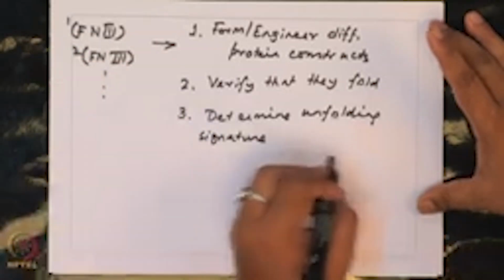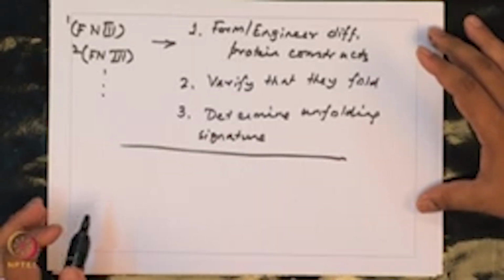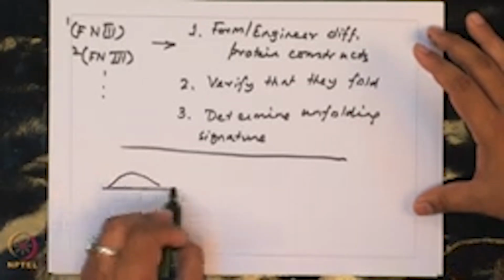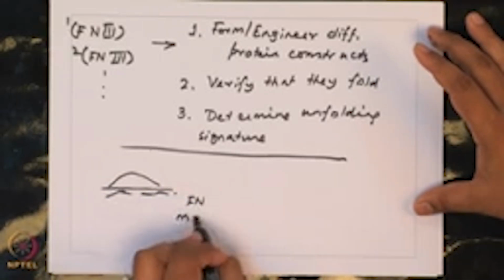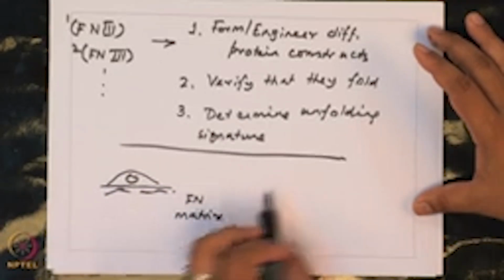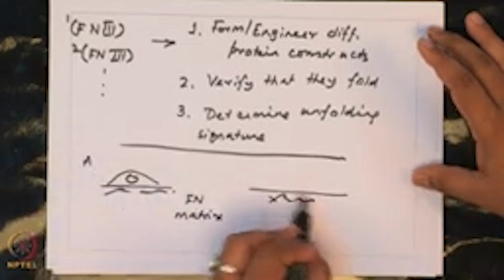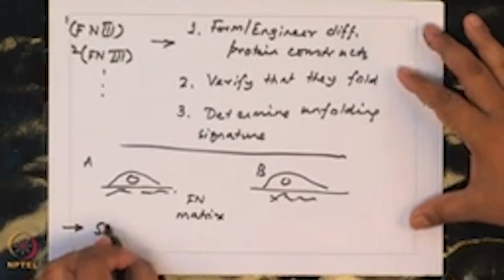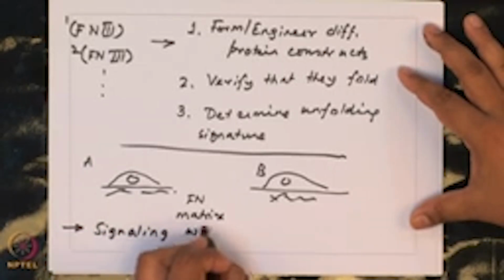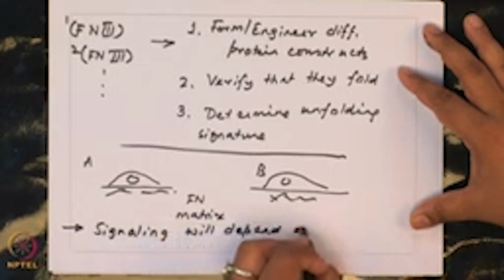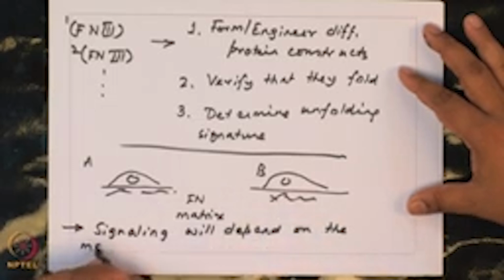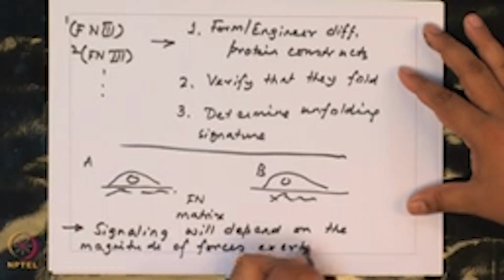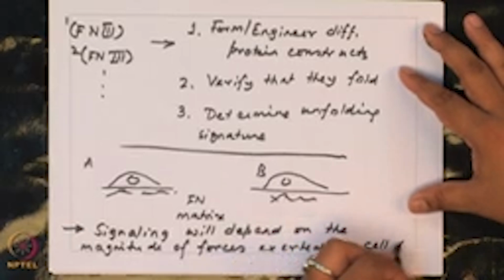Now, let us assume you have determined the unfolding signature for the entire protein. Now, let us say you have these cells sitting on ECM proteins, let us say sitting on fibronectin matrix. This is cell type A, this is cell type B. The unfolding signature tells you that signaling will depend on the magnitude of forces exerted by cell A versus cell B.